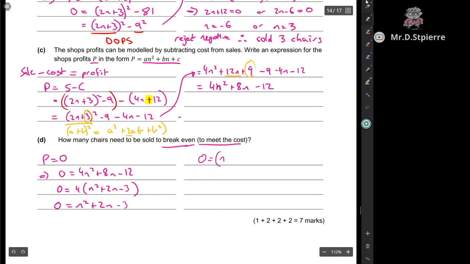0 is equal to n bracket. Now this works. That's going to be a plus 3 minus 1. Therefore, n is equal to negative 3, or n is equal to 1. We reject the negative.